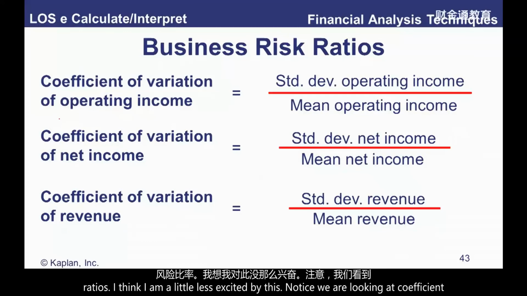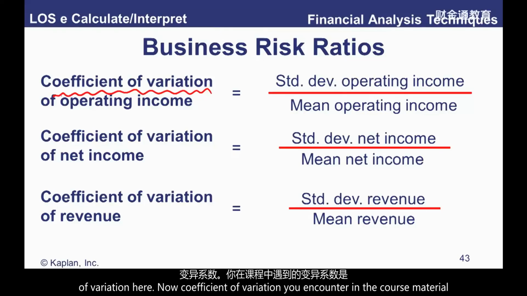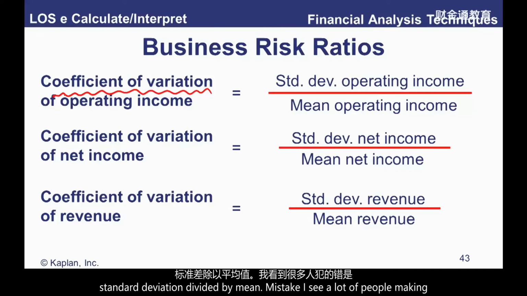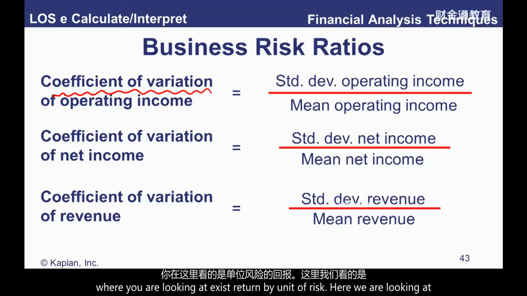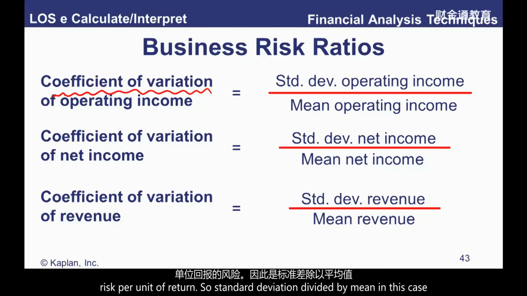Business risk ratios, I think I'm a little less excited by these. Notice we're looking at coefficient of variation here. Now, coefficient of variation you've encountered in the quants material: standard deviation divided by mean. A mistake I see a lot of people making is wanting to do mean divided by standard deviation, and I think that's because they're thinking of things like the Sharpe ratio, where you're looking at excess return per unit of risk. Here, we're looking at risk per unit of return. So standard deviation divided by mean in each case.